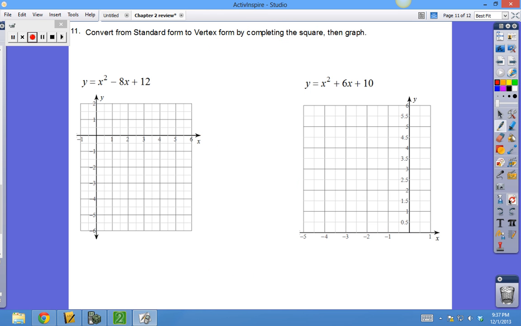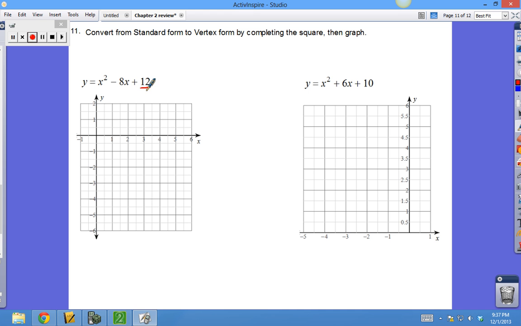The first one you could do by factoring, and you're going to get the same answers if you do vertex. So let's scoot the 12 over. X squared minus 8x plus 12. Let's replace it with a 4 and a 4, which is 8. So 4 times 4 is 16. And then take away 16. This is going to factor to x minus 4 times x minus 4, the same thing as x minus 4 squared. And a minus 16 plus 12 is a minus 4.